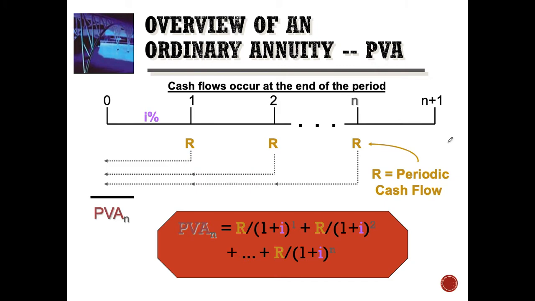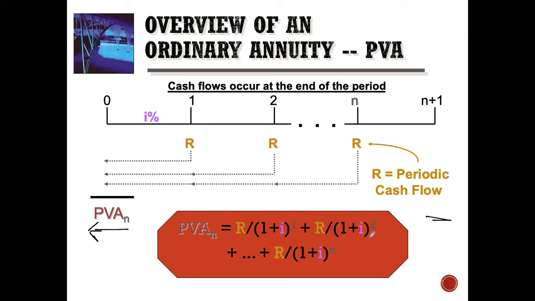Okay, that's all about future value. Now we move to present value annuity. So this one is present value here. For future value it is here, but for present value it is here. Present means now. And this is the formula of present value annuity.